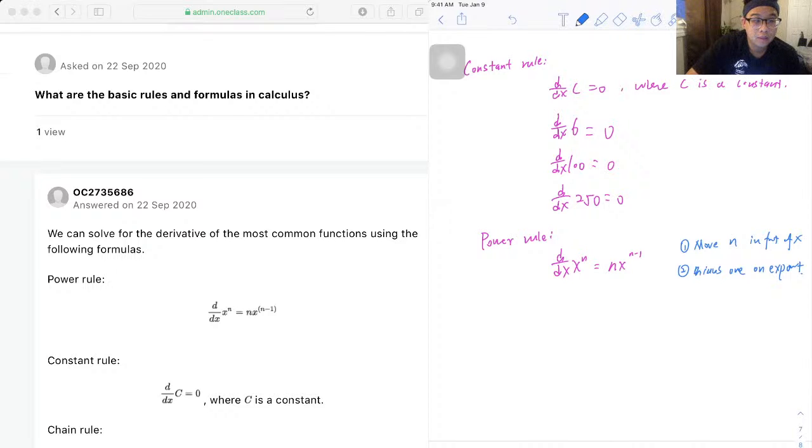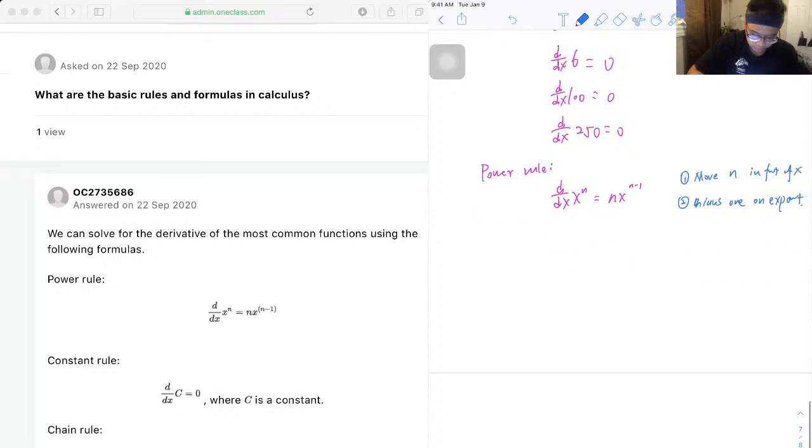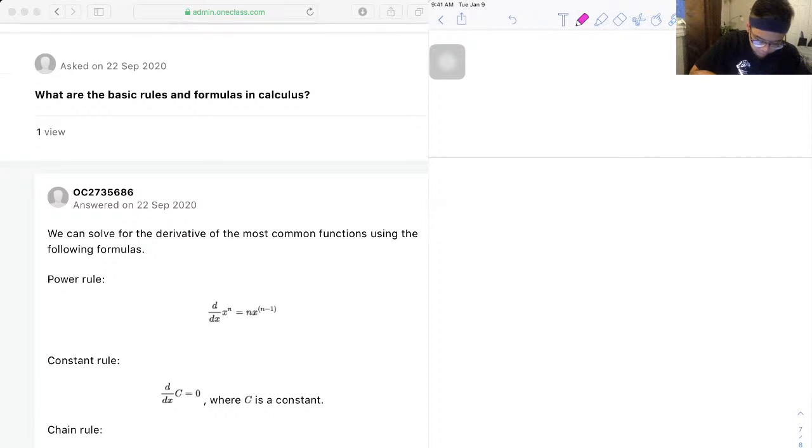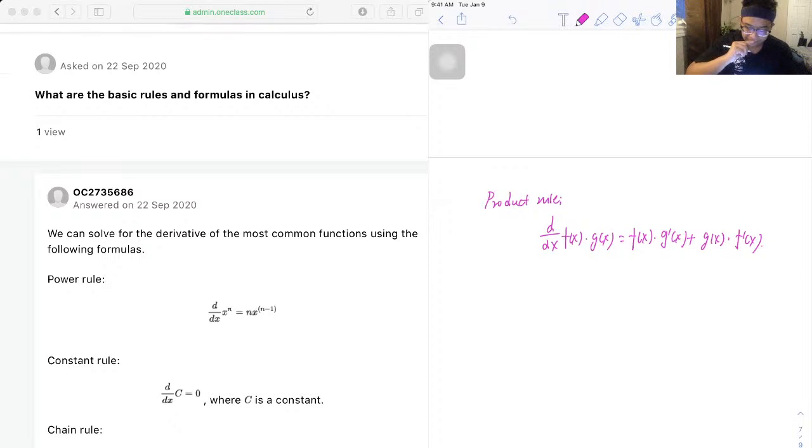Next we have the product rule, which is given by: if we want to take the derivative of f(x) times g(x), this is going to be equal to f(x) times the derivative of g(x) plus g(x) times the derivative of f(x).